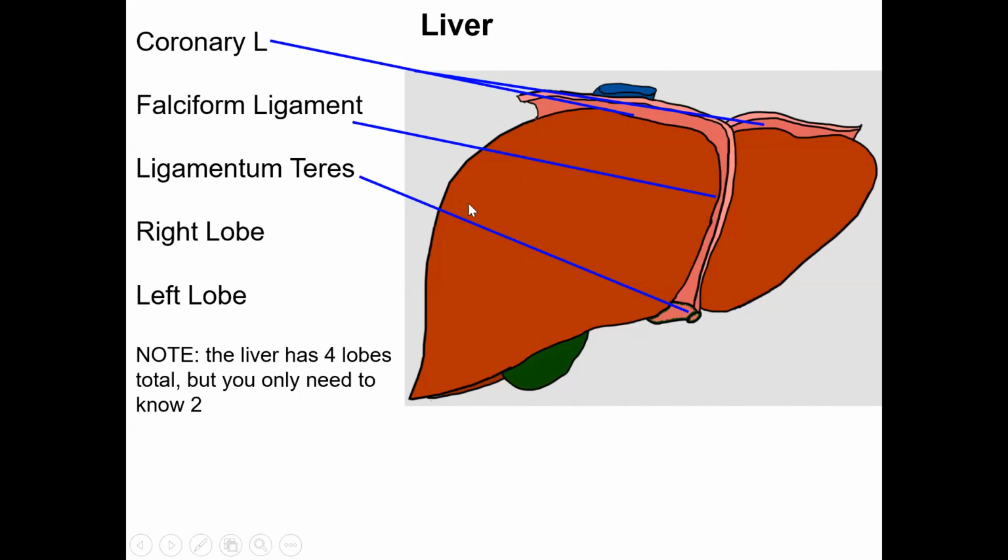And then we can obviously speak of the right lobe of the liver and then the left lobe of the liver. There are two other lobes which are more internally located, but we do not have to know those for this course. We just will discuss the right and left lobes.